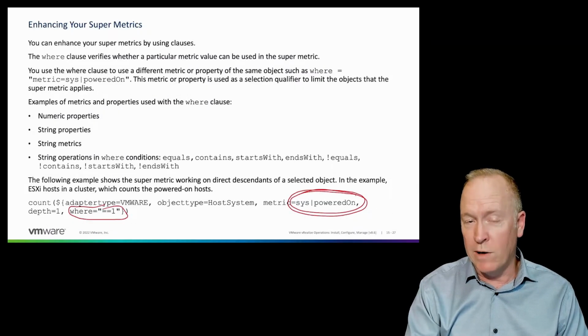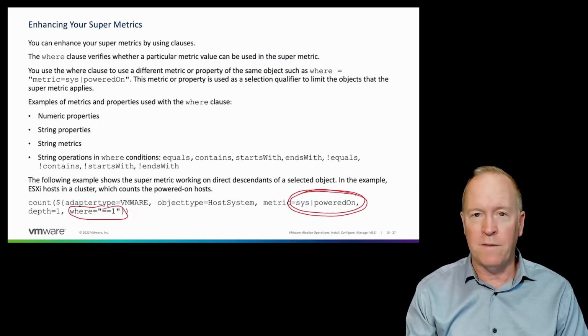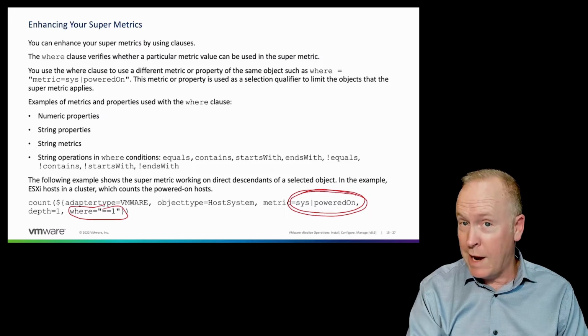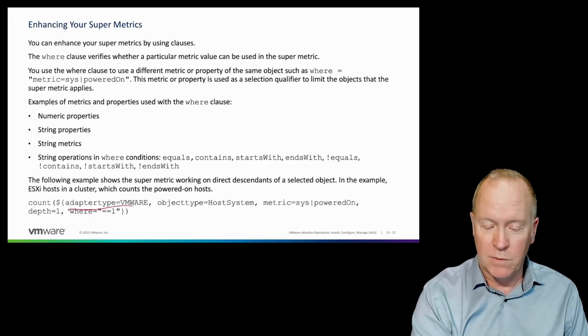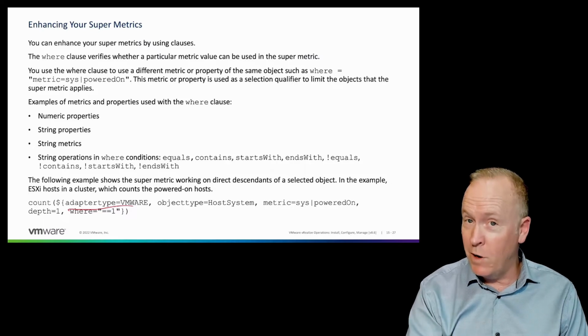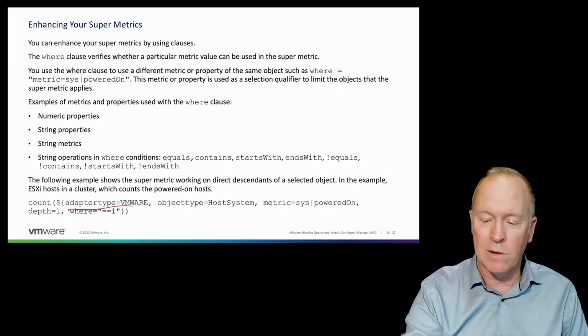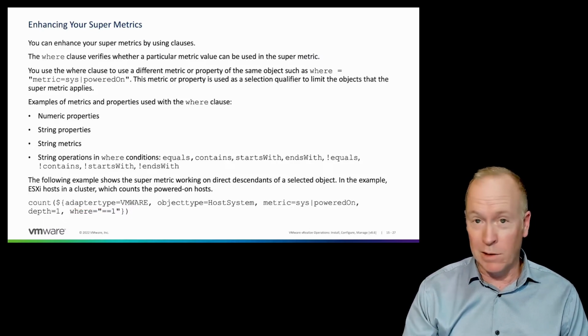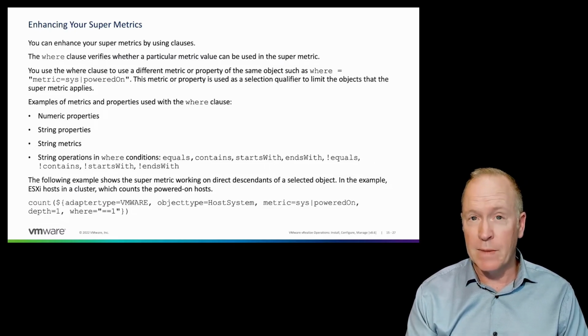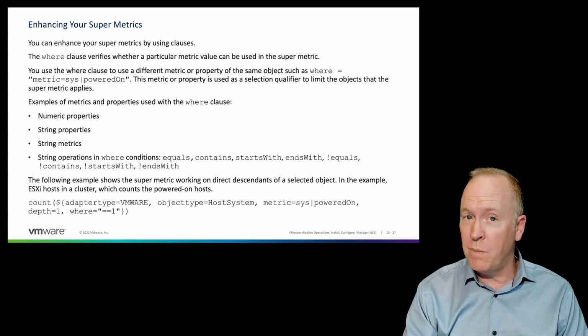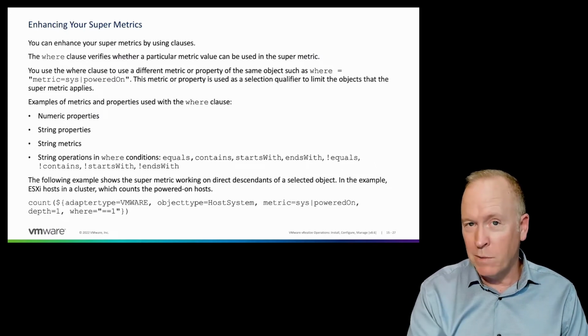So by using this where clause, we're saying if the host is powered on, then we're going to count it. Otherwise, we're not going to count it. So again, if we don't have that where clause, you get a count of the number of hosts, but by adding the where clause, you get something arguably more interesting. You get a count of how many hosts are powered on. So this is one example of a supermetric. In the next slide, we'll take a look at another.